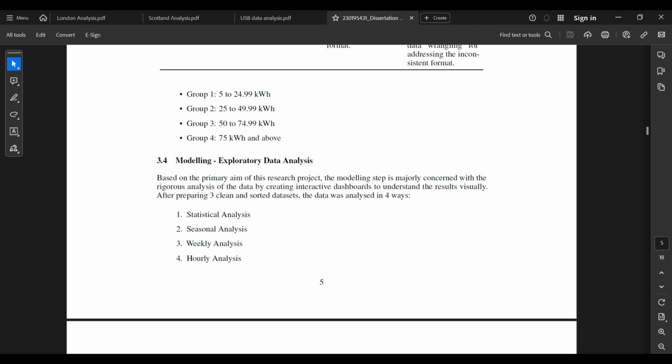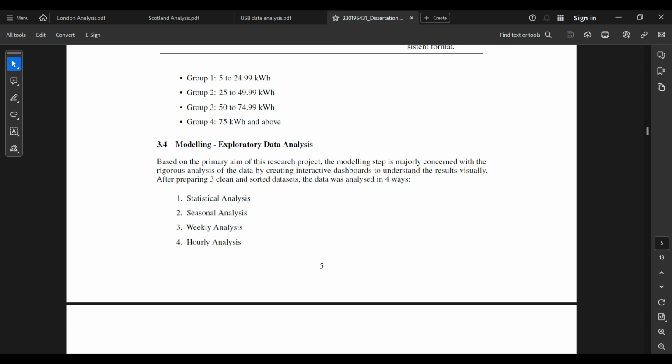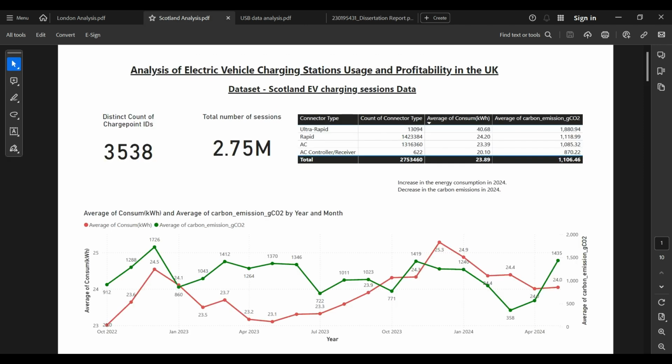Our next step is the exploratory data analysis, and this was carried out in four ways: the statistical analysis, seasonal analysis, weekly analysis, and hourly analysis. So let's start each analysis by each region.